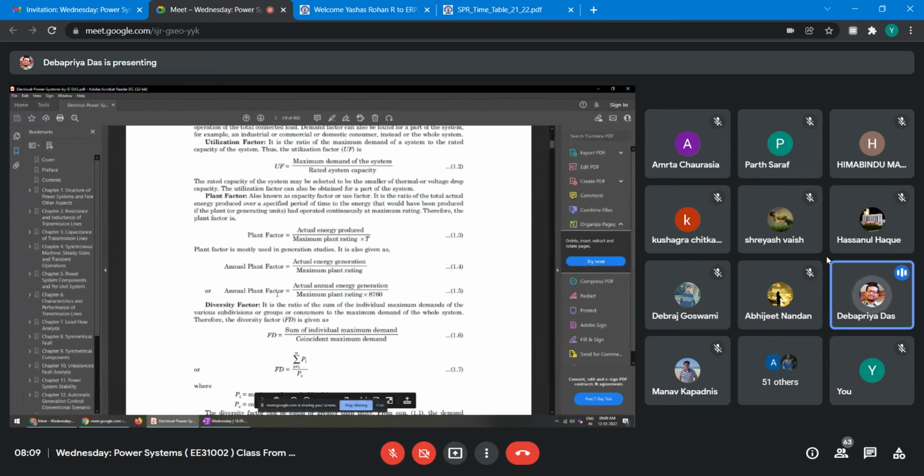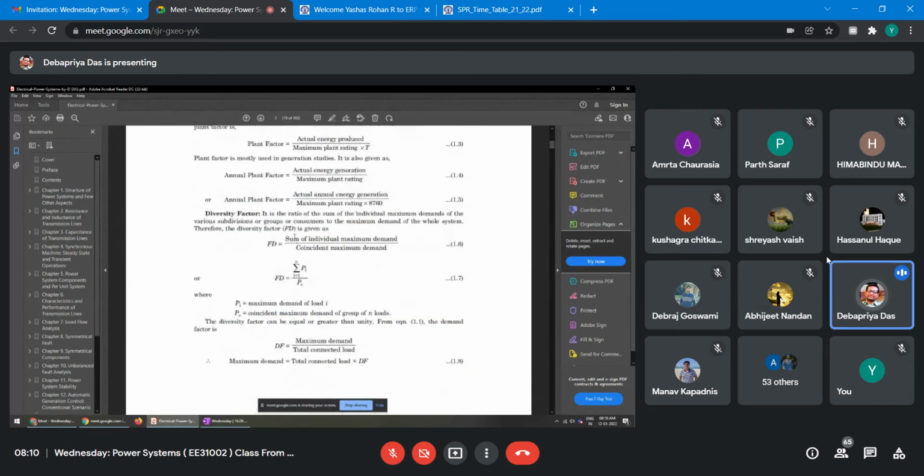So annual plant factor will be actual annual energy generation, or actual energy generation, I am writing, divided by maximum plant rating into T, if annual is 8760 hours. So this is called plant factor. These are very simple actually. This first chapter is very simple.